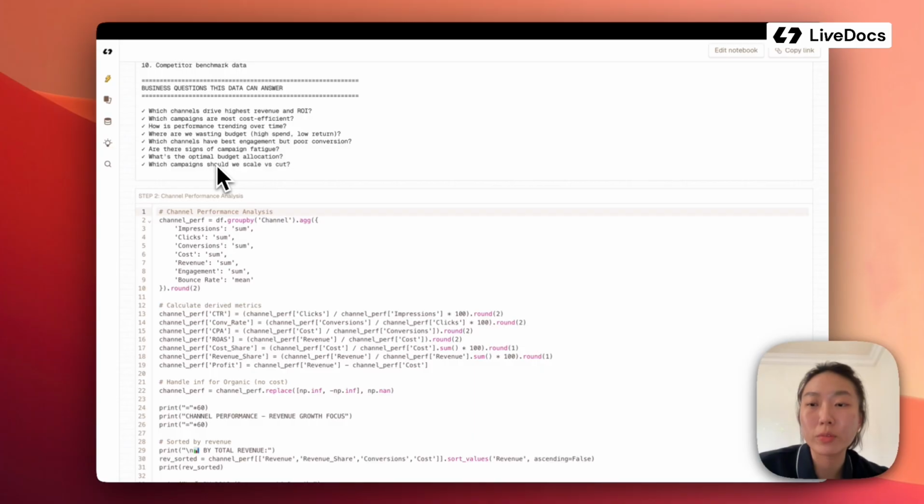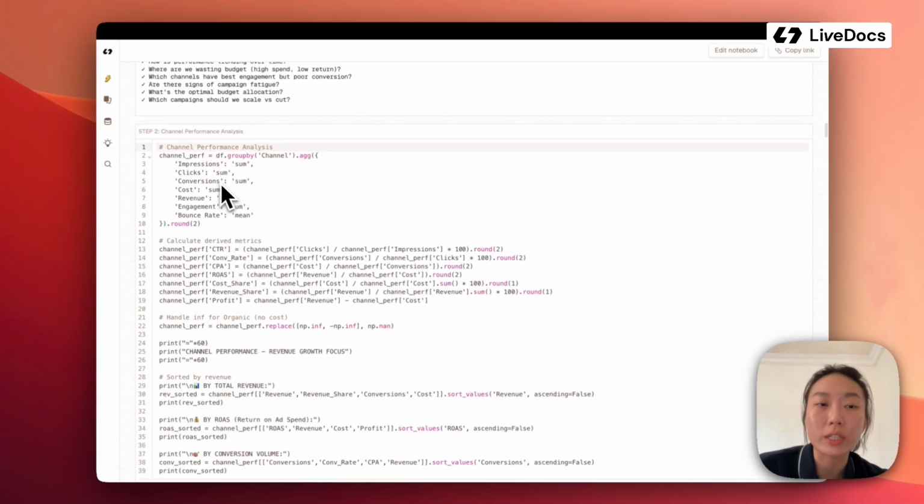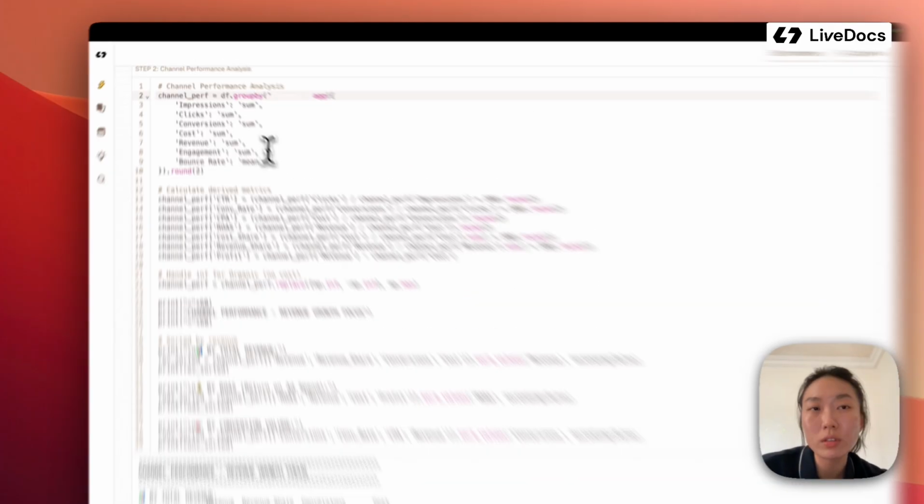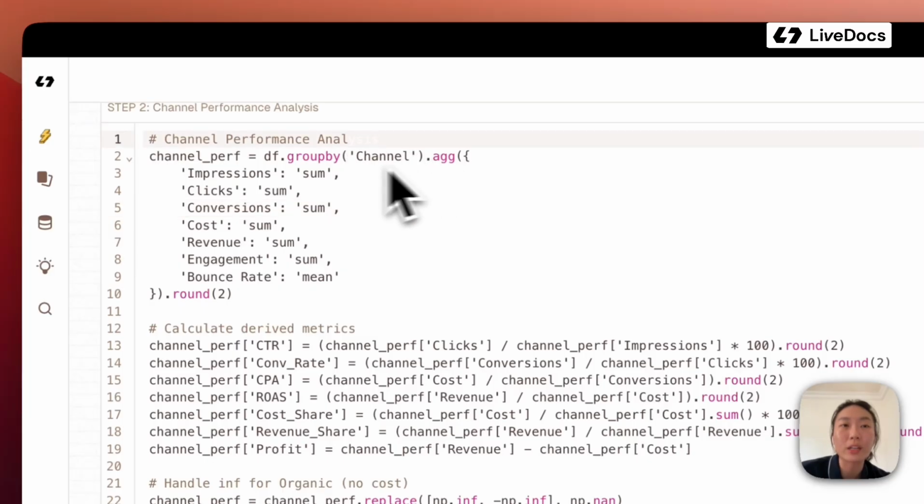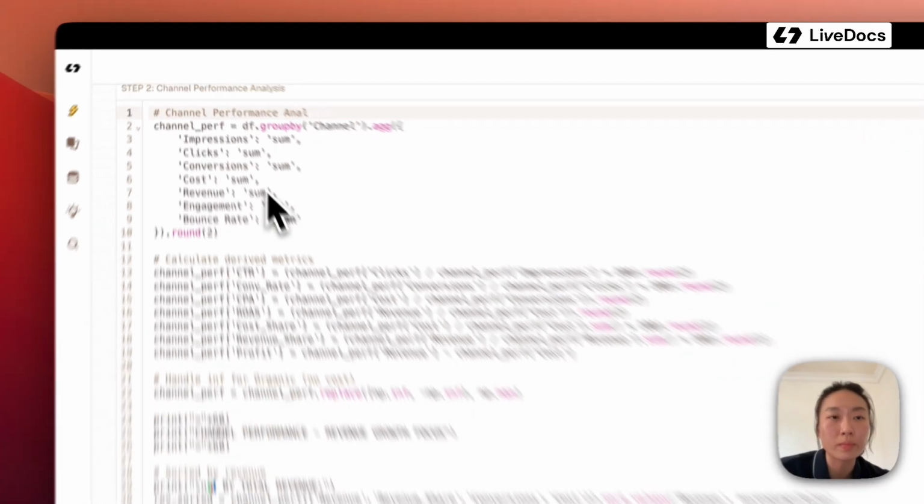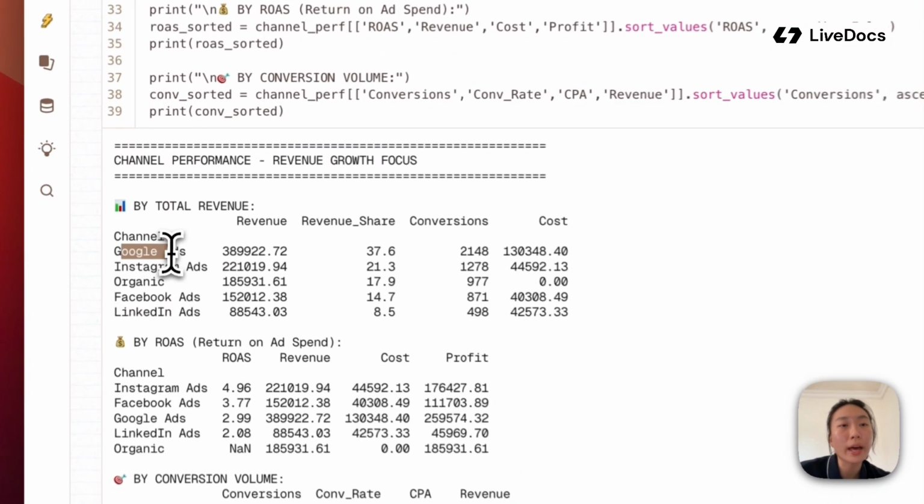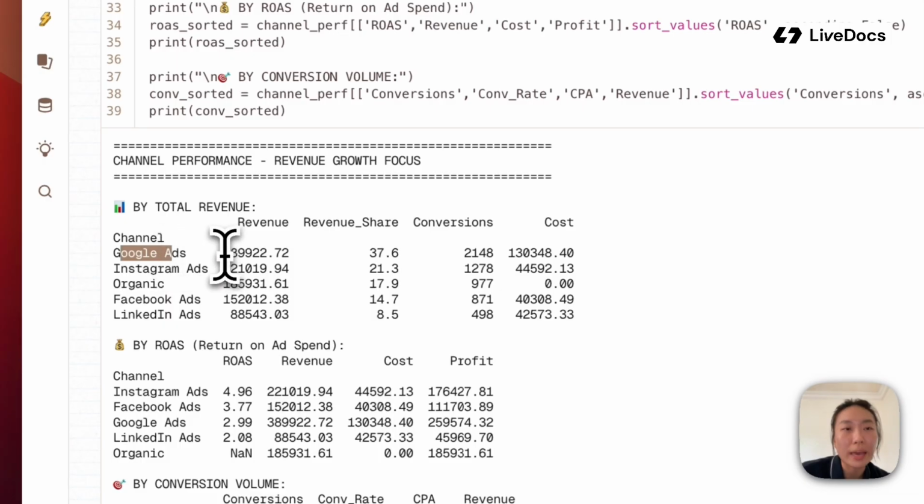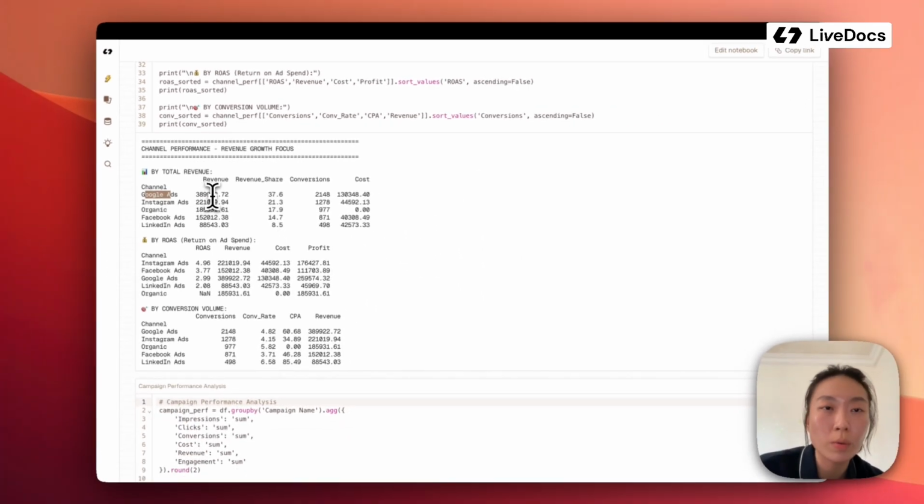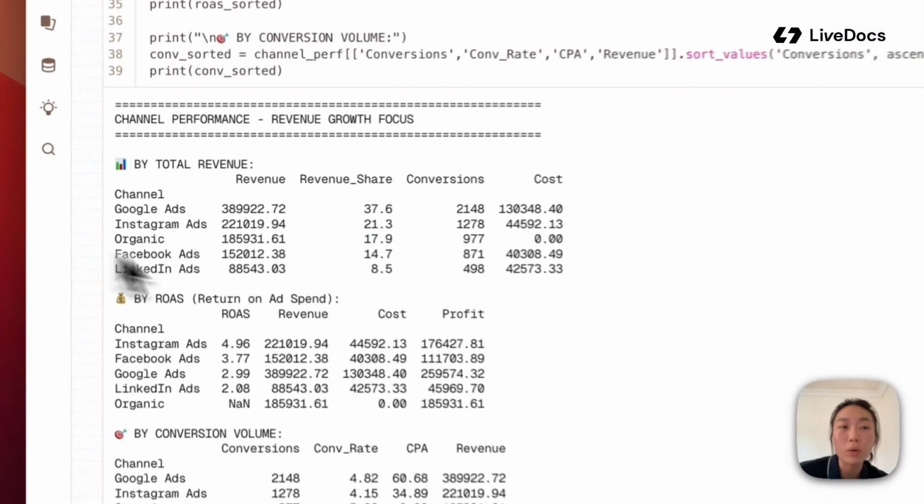And now it's time to analyze each channel that we have used before. We group the channels and then aggregate the sum of each column. And this is the result. So Google Ads has revenue of 389,922, and the cost for these ads is about 130,348. And for Instagram ads, we have revenue of about 121,094, and so on.